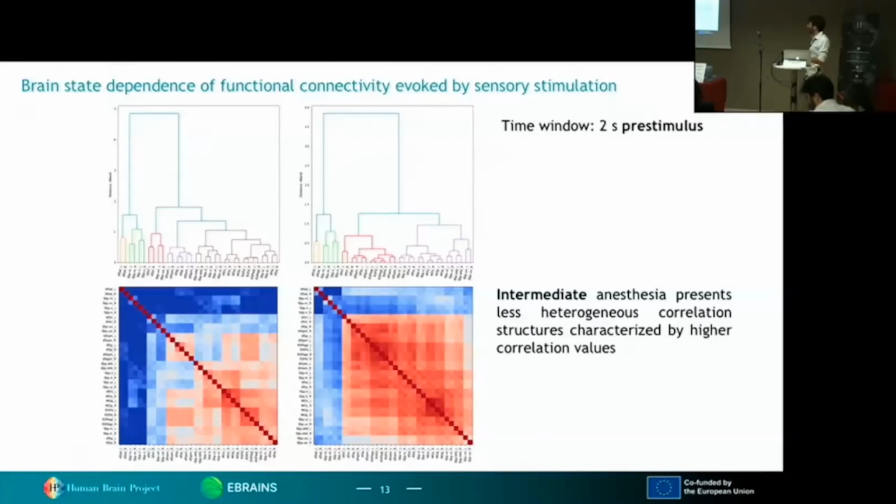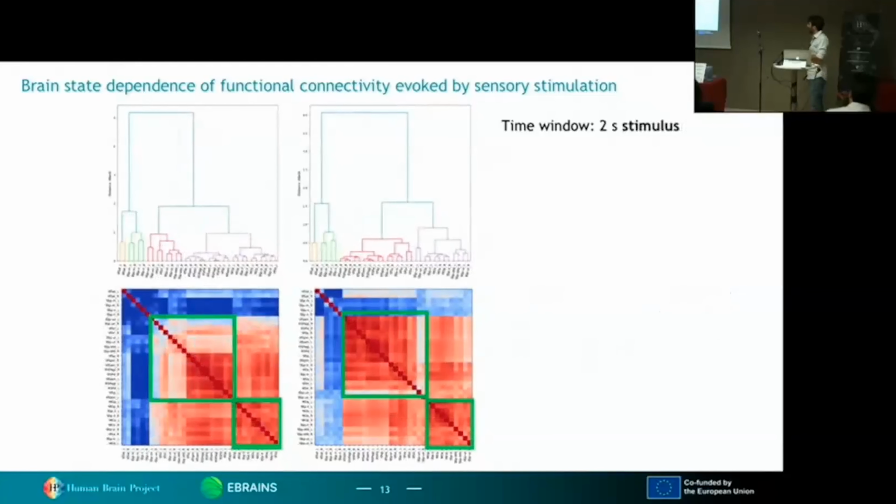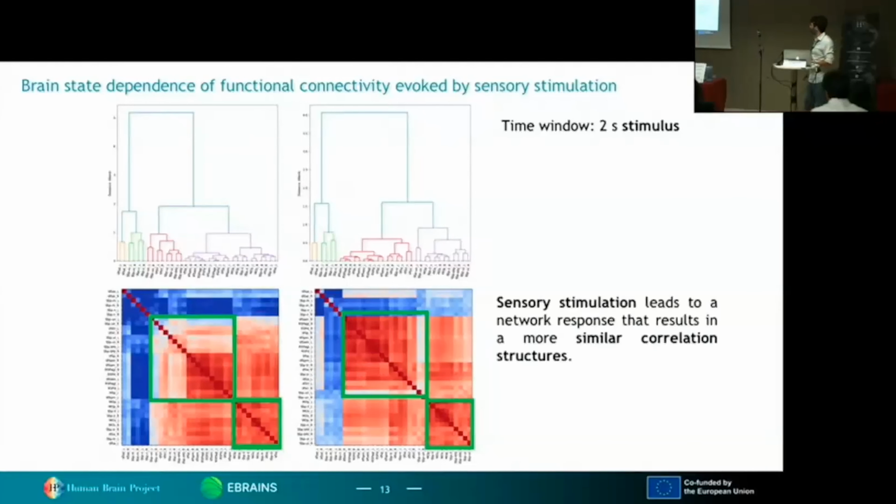The interesting point here is that during the stimulation, these two matrices become more similar. It's not completely similar, of course. There are some very important differences, but the overall structure becomes more similar. Probably these results are related to the stimulation of the same underlying connections, because it's the same stimulus that we deliver in both cases.